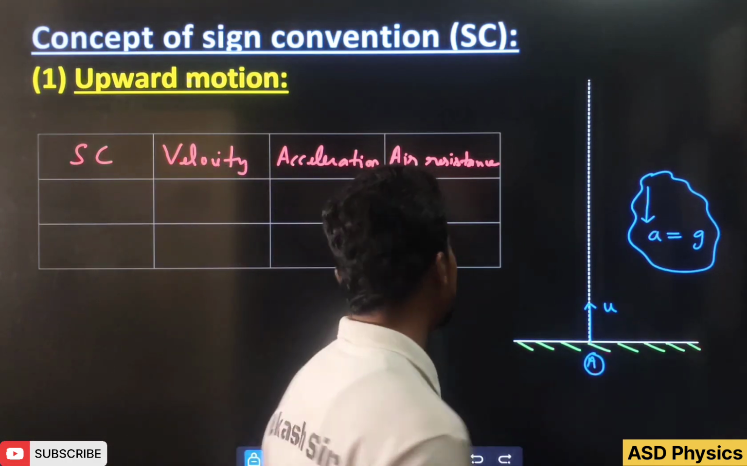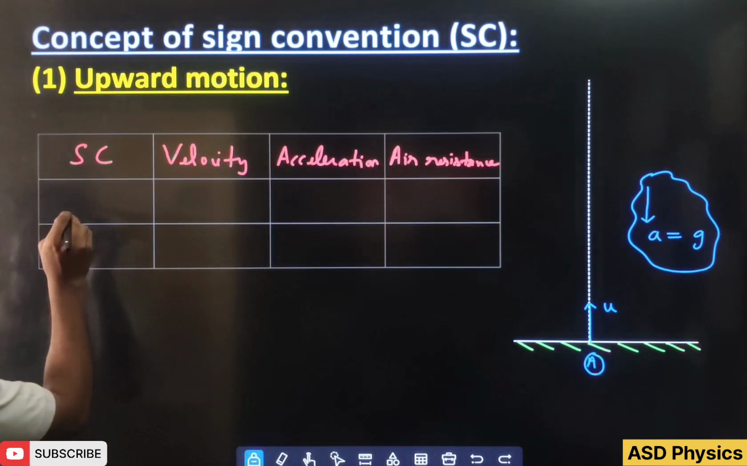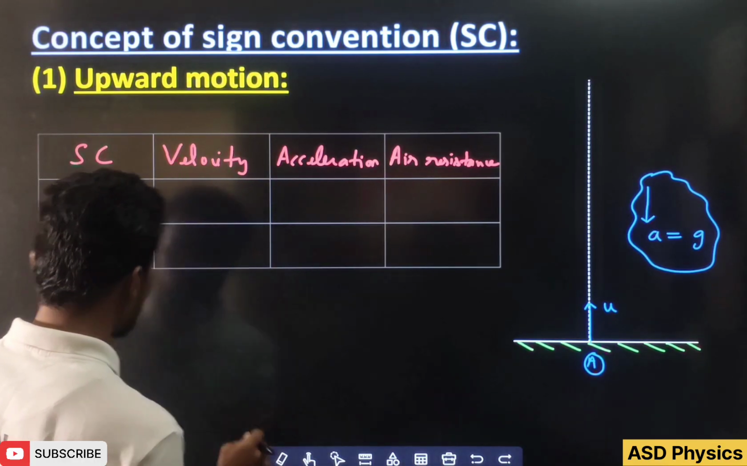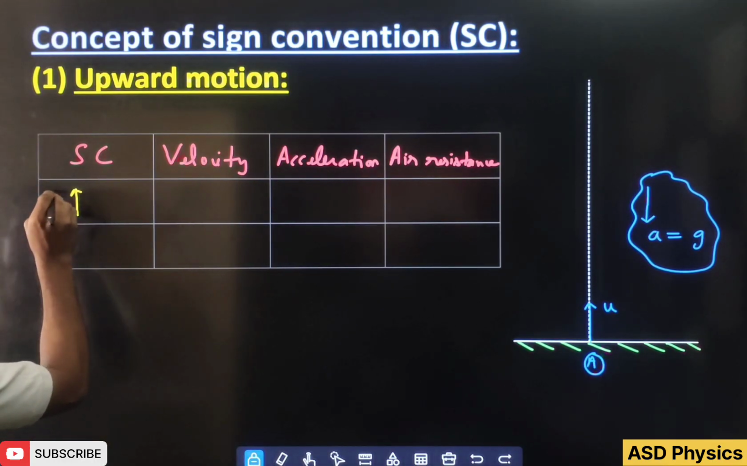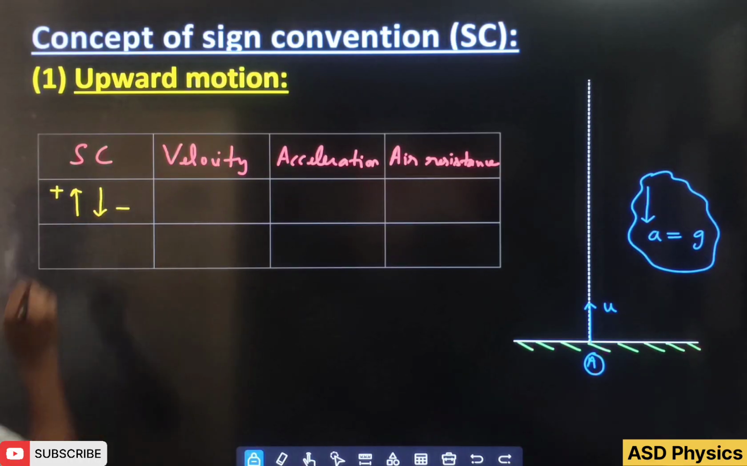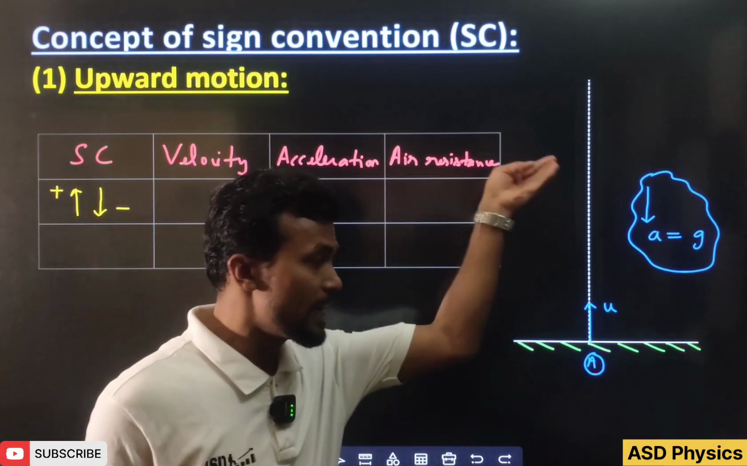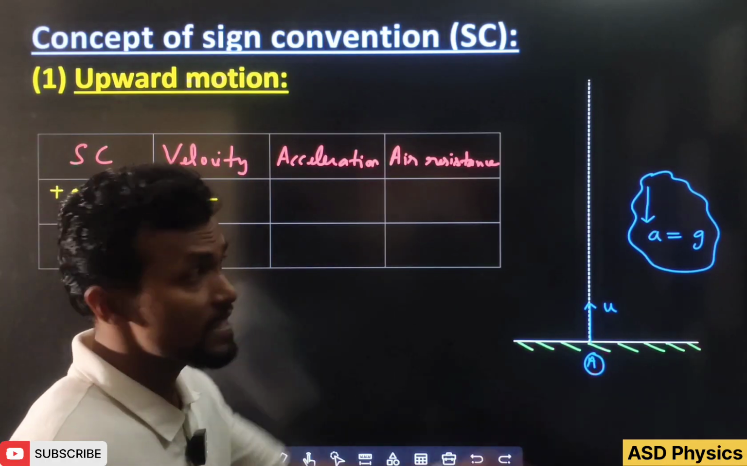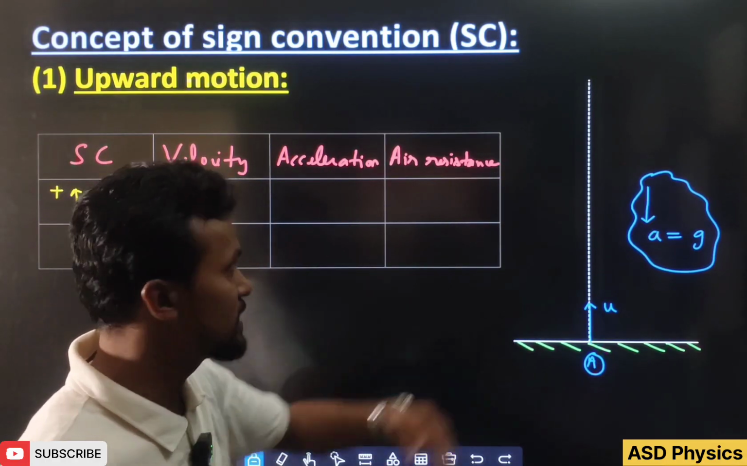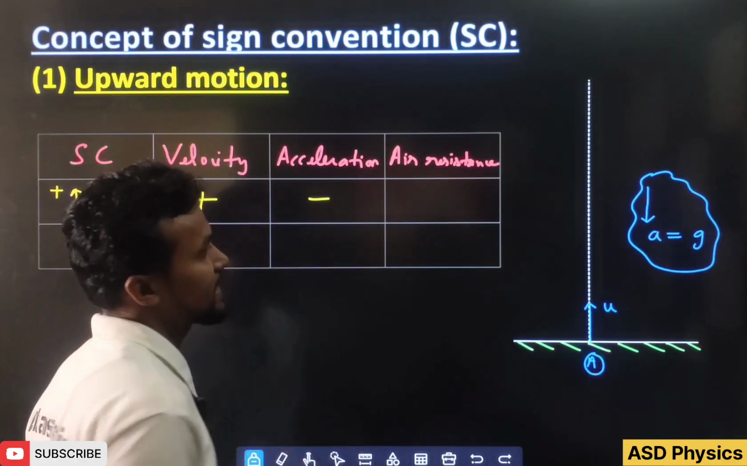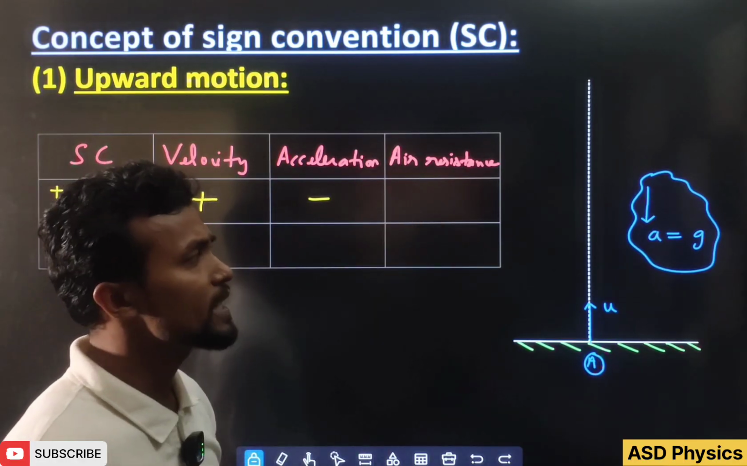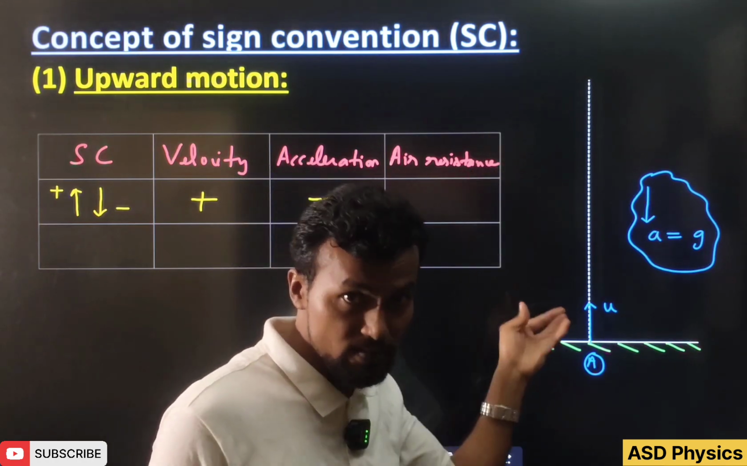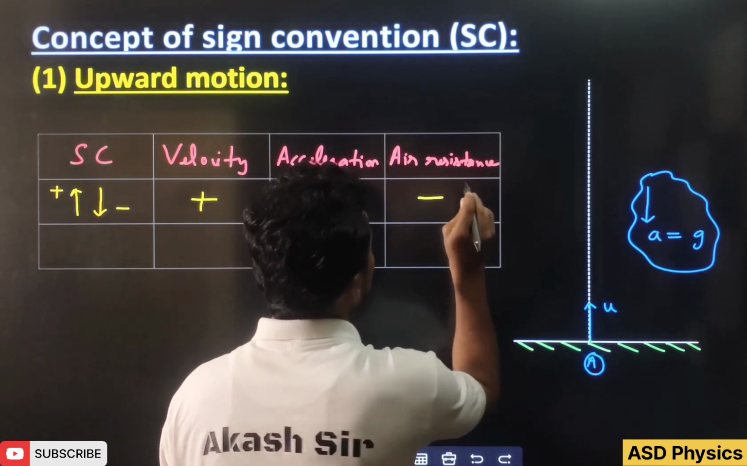convention. So see here, if in case I take sign convention upward positive, and downward negative, then in this situation, as the velocity direction is upward, this velocity will be taken positive. Acceleration, you know very well, the gravity is acting in the downward direction, this will be taken as negative. And what about the air resistance? Remember that when the object goes upward, air resistance will act downward, that means this is also minus.